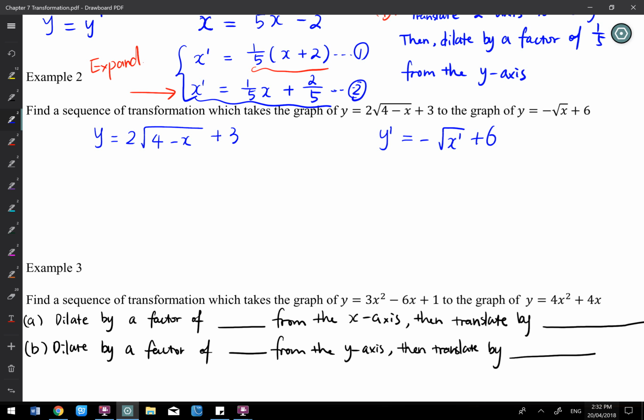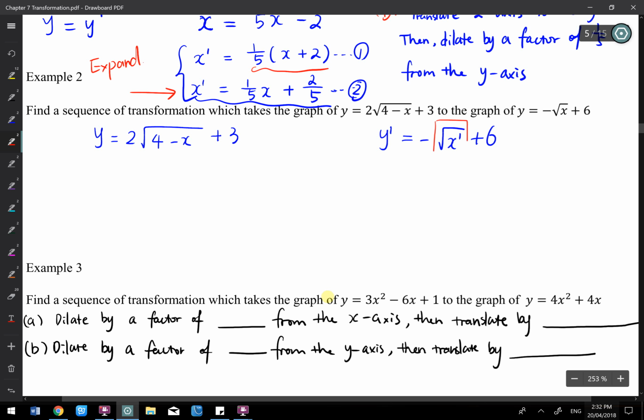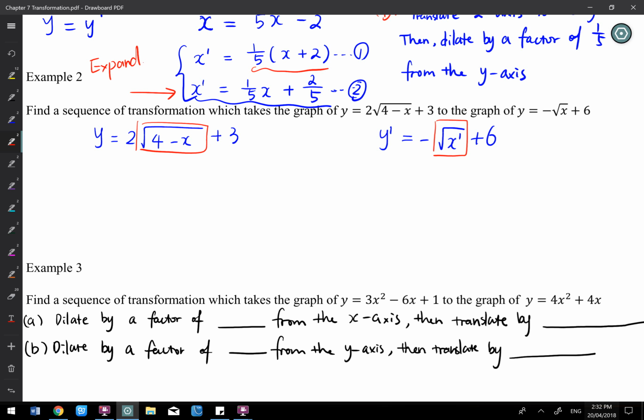The next thing is this does not look right. I want only the square root. I want the two equations to have exactly the same format. So I just want the square root to sit on one side. This is the only thing that can sit on the right hand side, so everything else needs to move to the left hand side.